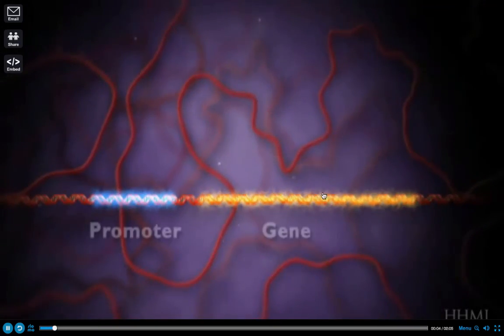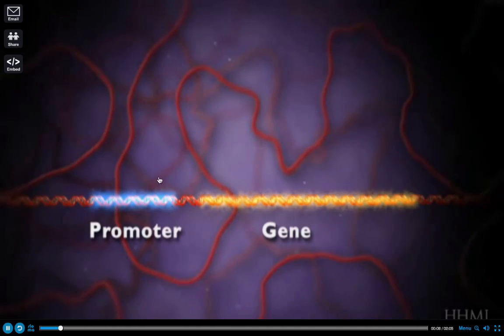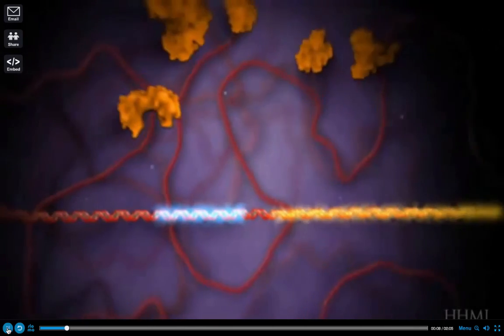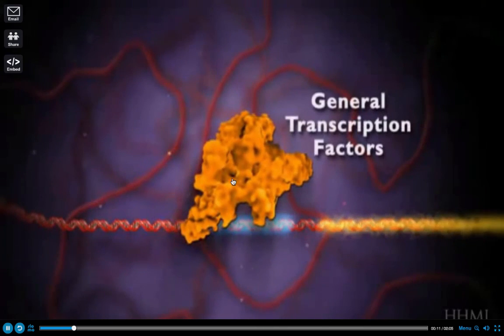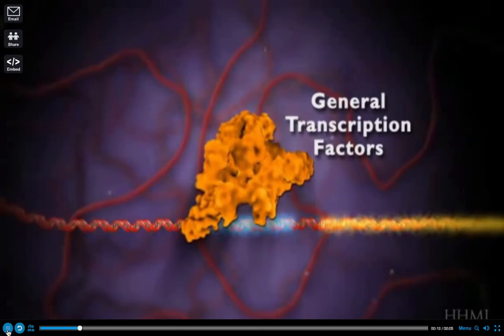Here we have the gene in yellow, and then our promoter here. This promoter, I'm going to hit pause here, has that region known as the TATA box. And these orange proteins coming in, remember I said you might have up to 20 or more proteins coming into this region to initiate transcription. They're going to bind to this promoter at the TATA box region.